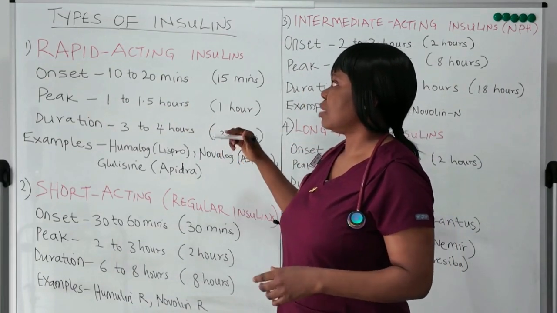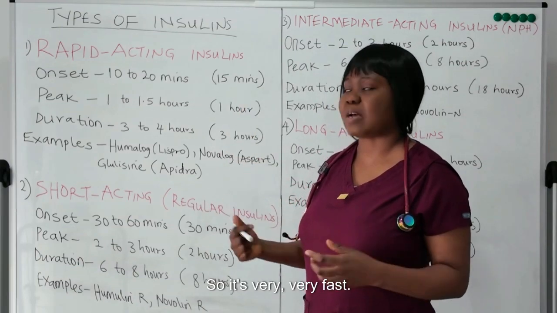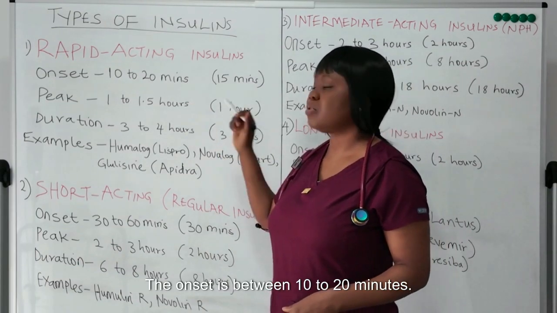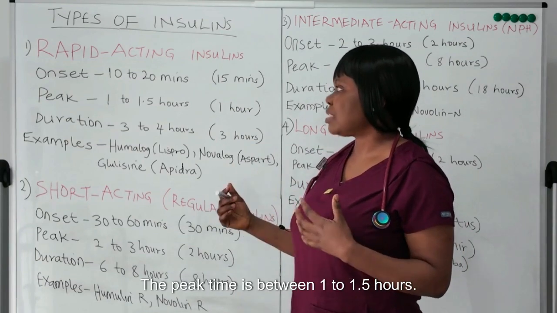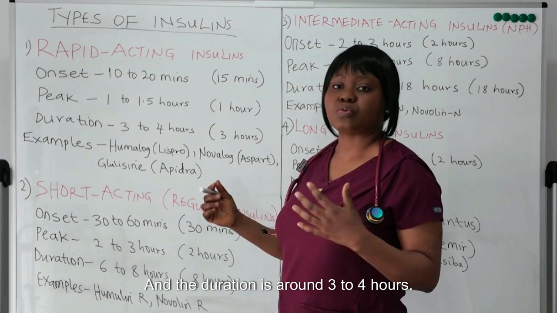This one is the fastest of all. As the name goes, rapid, so it's very, very fast. The onset is between 10 to 20 minutes. The peak time is between 1 to 1.5 hours. And the duration is around 3 to 4 hours.